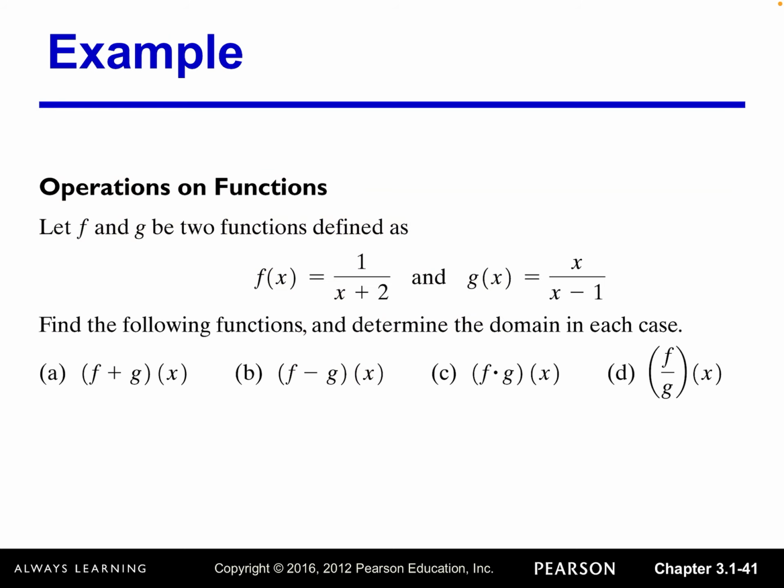All right, now let's look at some examples. If f of x is defined as 1 divided by x plus 2, and g of x is defined as x divided by x minus 1, we want to add these two functions together, and then subtract, multiply, and divide. Okay, we're going to do them one by one. So let's do the adding first.